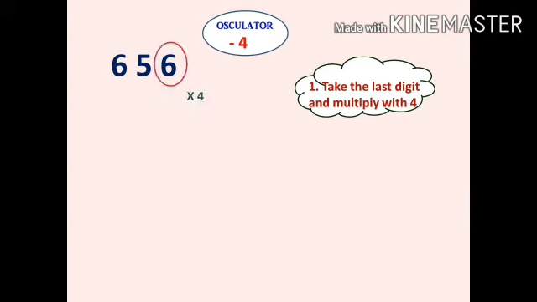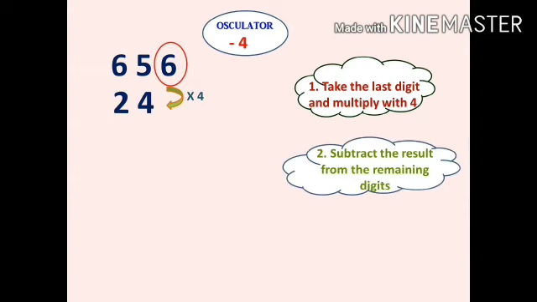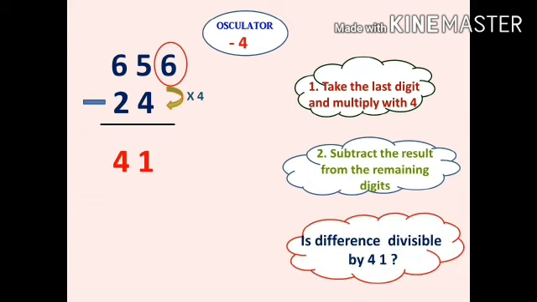So if we multiply the 6 with 4, we will get 24. Next we have to subtract the result from the remaining digits since we have a negative sign. If we subtract, we will get 41. Finally we have to find whether the number 41 is divisible by 41. So it's divisible, right? So the number 656 is also divisible by 41.